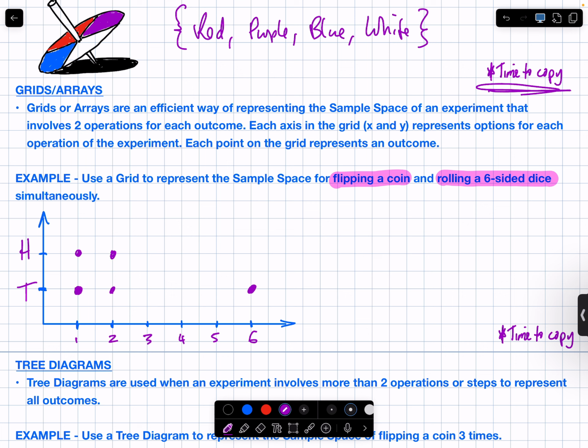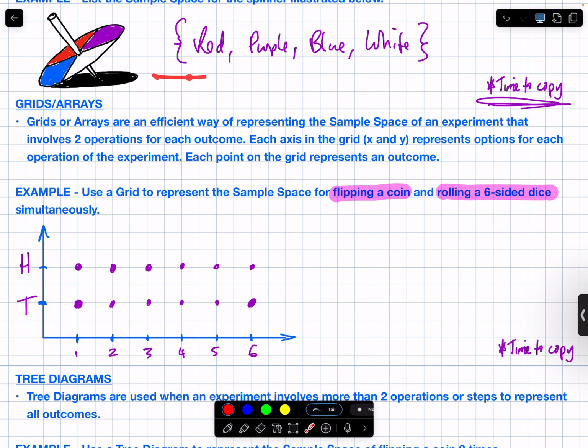So hopefully you can see, even though I could do a list, I could do one of these for that experiment. But that list would look ridiculous, okay? That list would be heads 1, heads 2, heads 3. That list's going to go on forever, right? That's going to be quite a long list. It's going to have 12 different options to that, and you might stuff it up. Whereas the grid is like a visual representation of what could happen there.